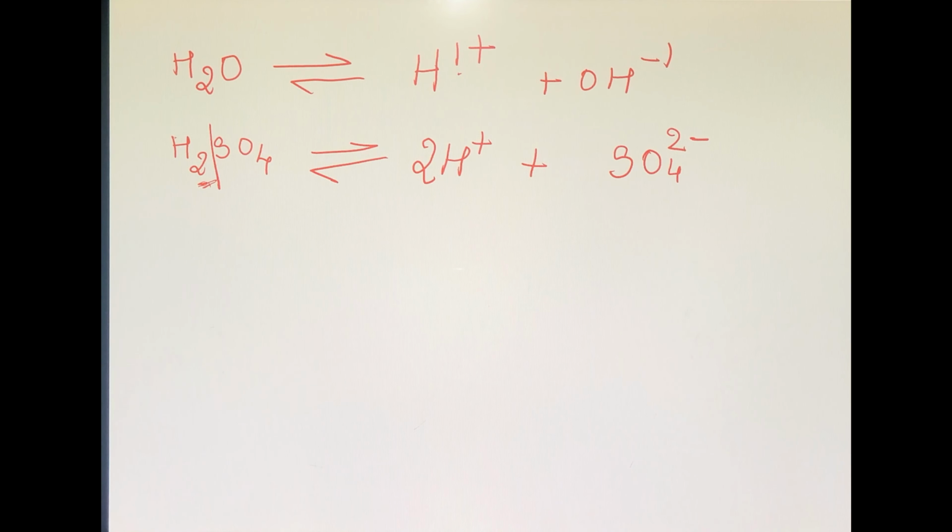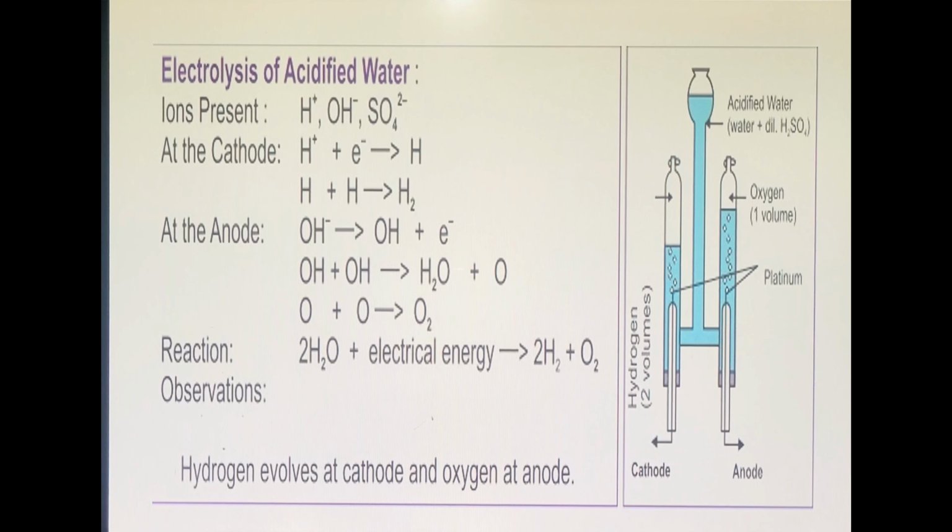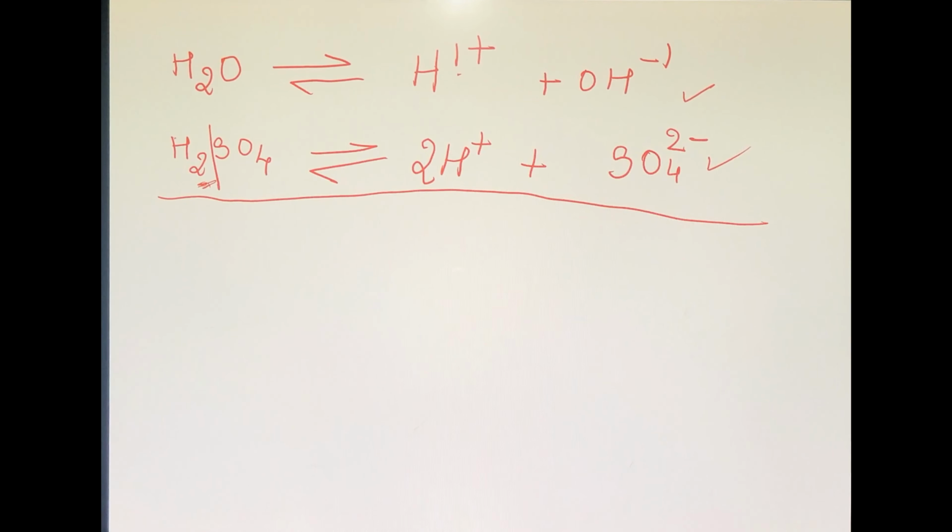So in my solution, I have a cation which is H1 plus and I have 2 anions. Which are the 2 anions? I have OH 1 minus and SO4 2 minus. This is what you can see here. There are 3 ions present in the solution. Which are the 3 ions, children? I have H plus, OH minus, which is hydroxide, and SO4 2 minus. Clear? Okay.